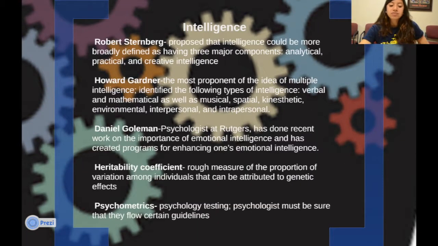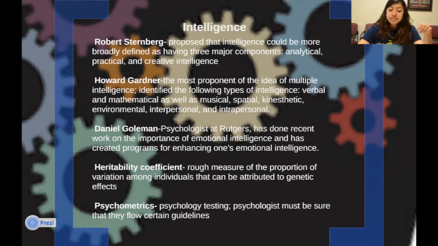Now we're going to keep looking at intelligence, and we have Robert Sternberg. He proposed that intelligence could be more broadly defined as having 3 major components: analytical, practical, and creative intelligence. And Howard Gardner, he's the most prominent of the idea of multiple intelligences, of having abilities to be intelligent in multiple places. For example, verbal, mathematical, musical, kinesthetic, environmental, intrapersonal.